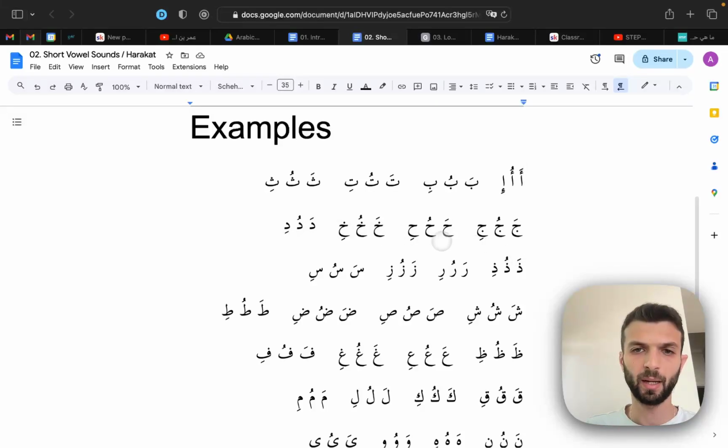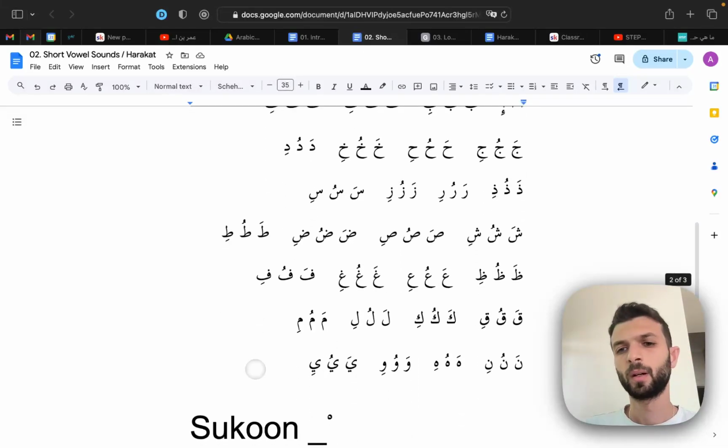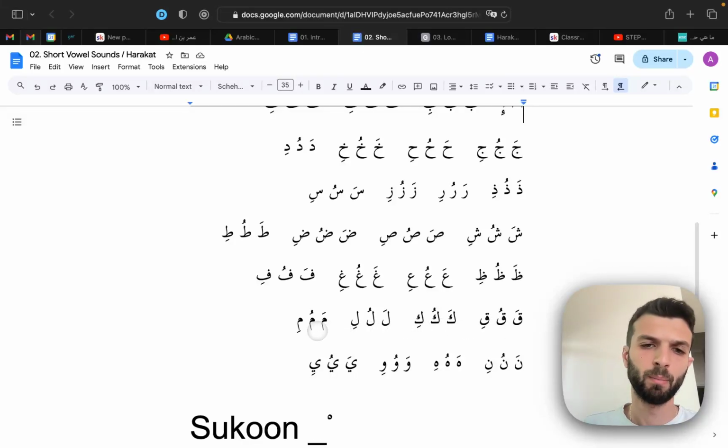Ja, ju, ji, ha, hu, hi, kha, khu, khi, da, du, di. Tha, thu, thi, ra, ru, ri. Za, zu, zi. Sa, su, si. Sha, shu, shi. Sa, su, si. Da, du, di. Ta, tu, ti. Dha, dhu, dhi. A, u, i. Gha, gu, ghi. Fa, fu, fi. Qa, qu, qi. Ka, ku, ki. La, lu, li. Ma, mu, mi. Na, nu, ni. Ha, hu, hi. Wa, wu, wi. Ya, yu, yi.